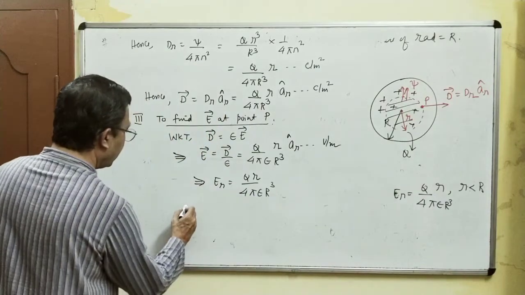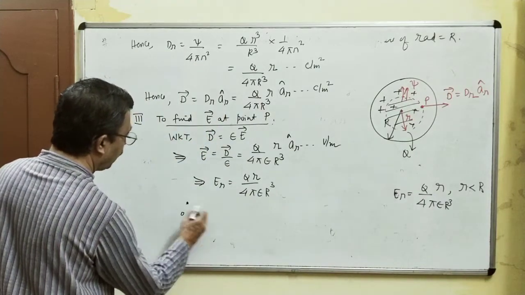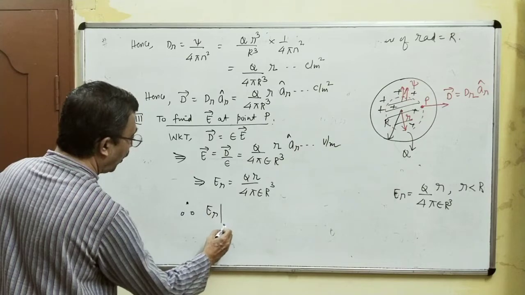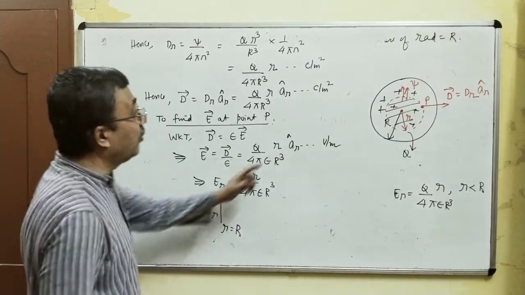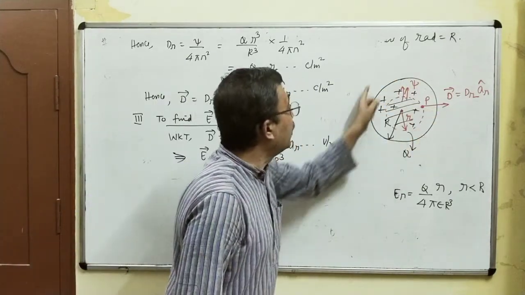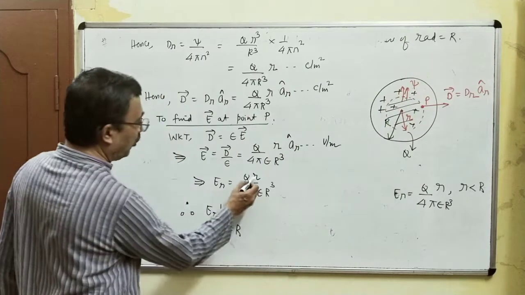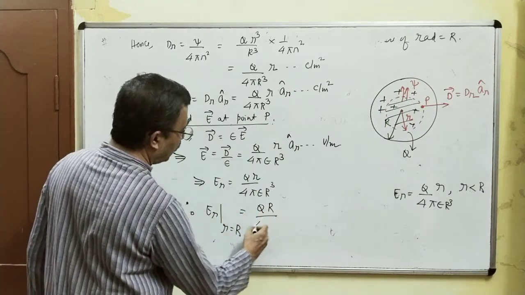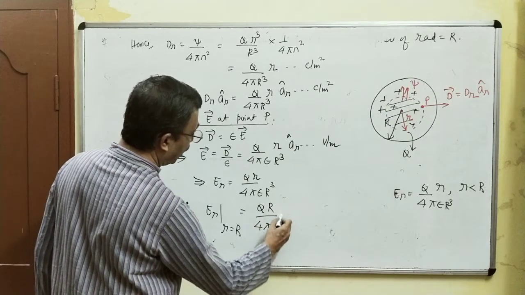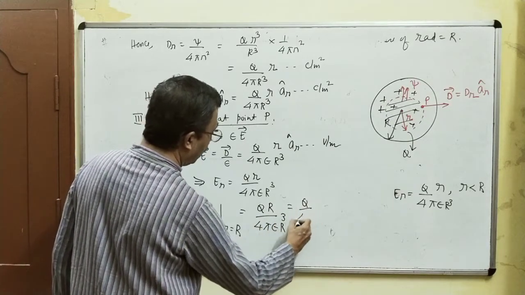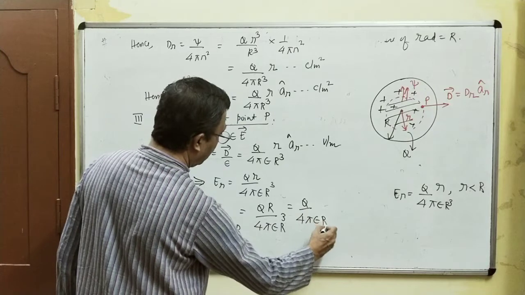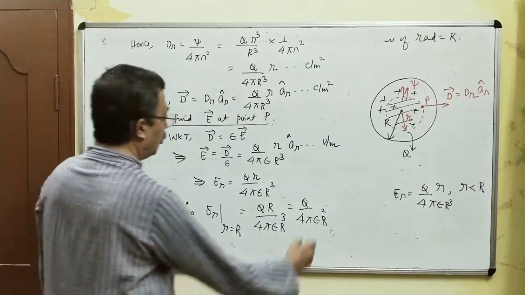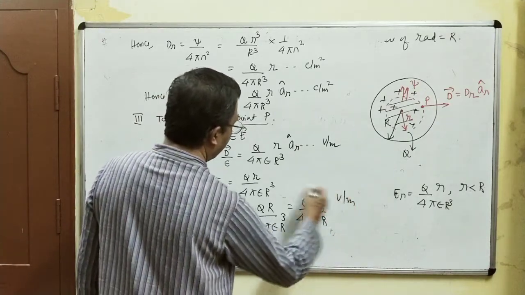Therefore, Er when small r equals capital R, that means on the surface of the sphere. If you replace small r by capital R, you get Q into R by 4 pi epsilon R cube, which is equal to Q divided by 4 pi epsilon R square. So many volts per meter.